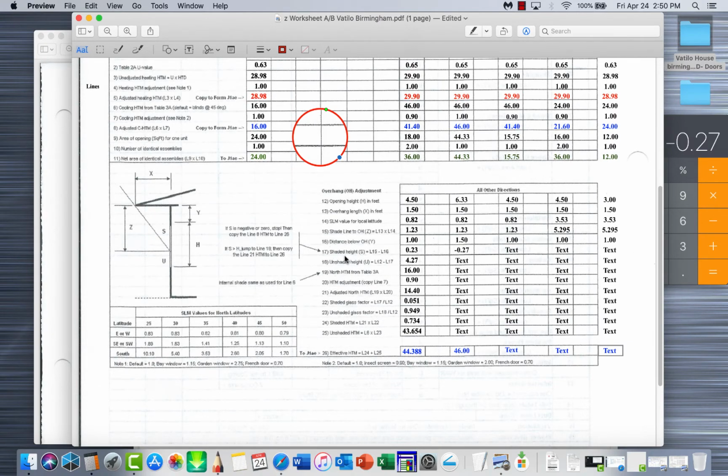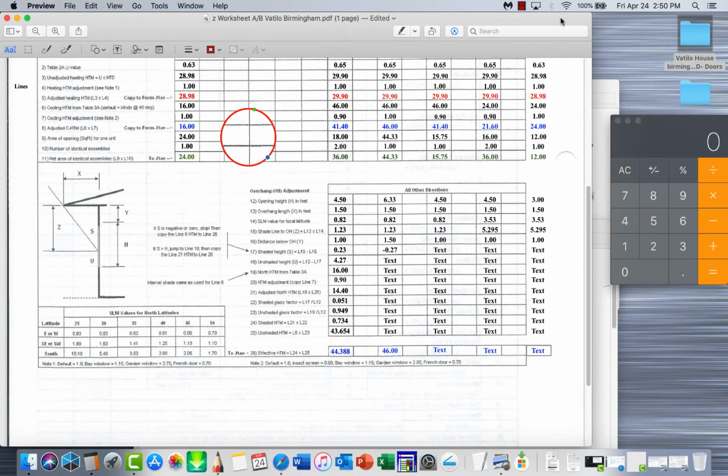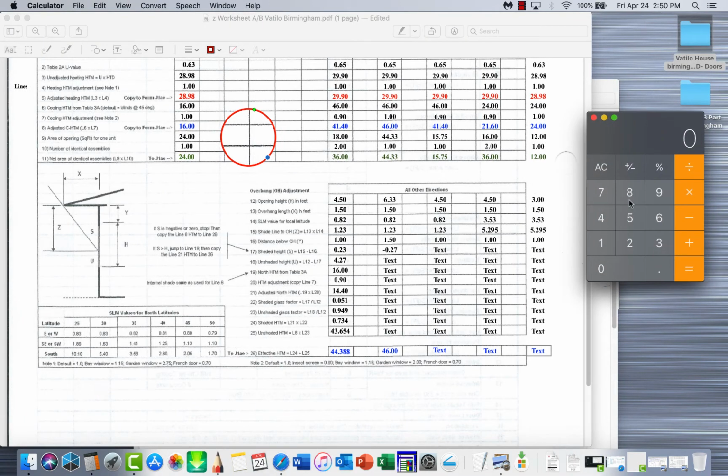Okay, so we're on line 17, the other one where, like I said, if you end up with a negative or a 0, or if the shade is greater than the height, then to do that. And it says what? Line 15 minus line 16. So 5.295 minus 1.00. So we end up with 4.295.